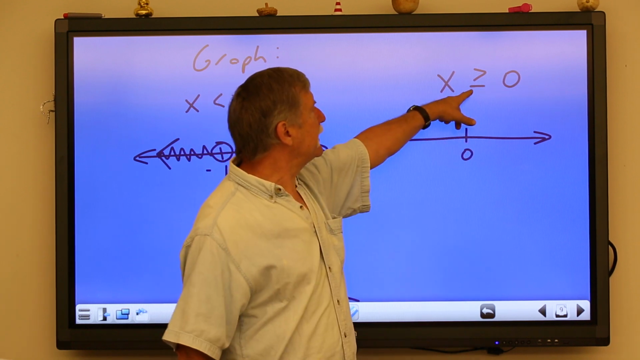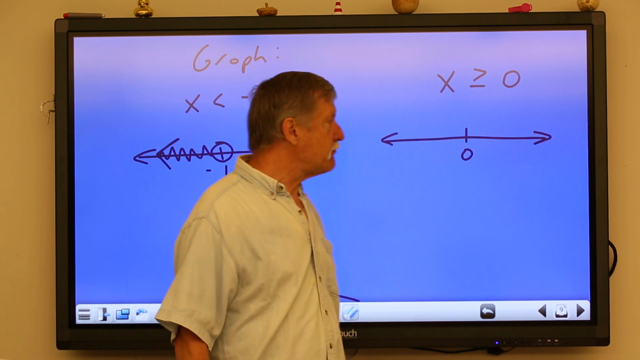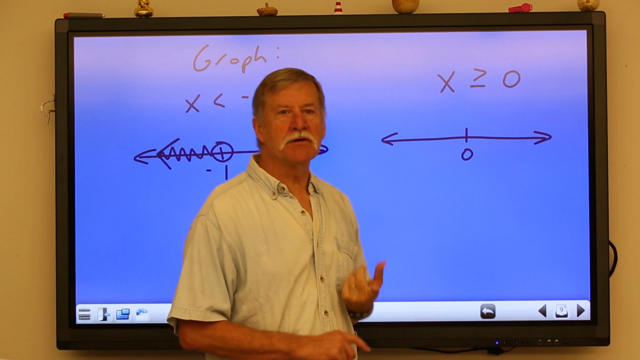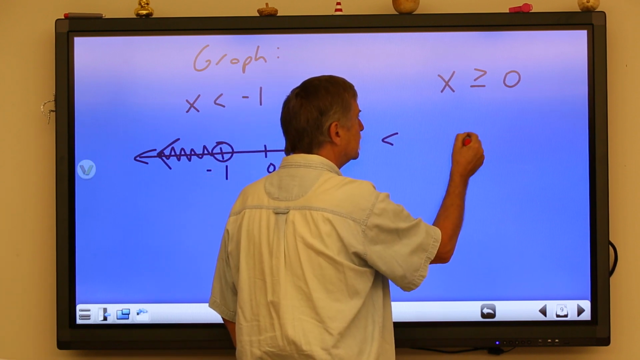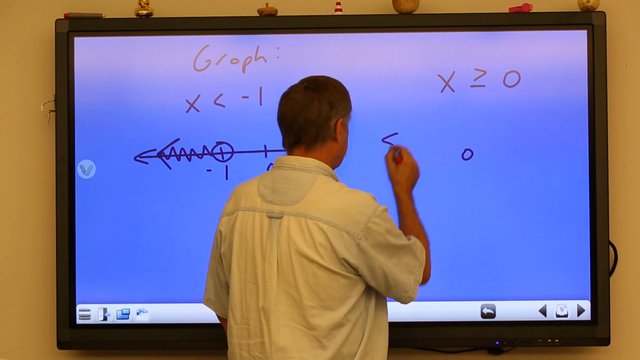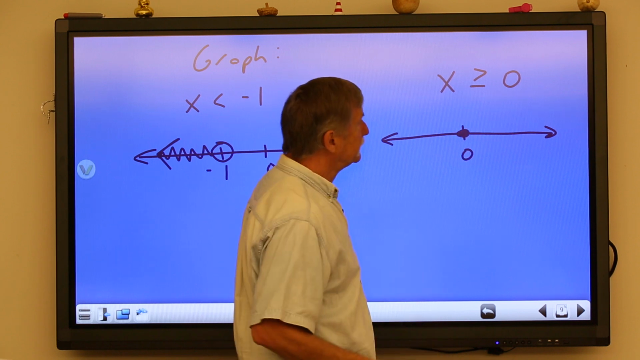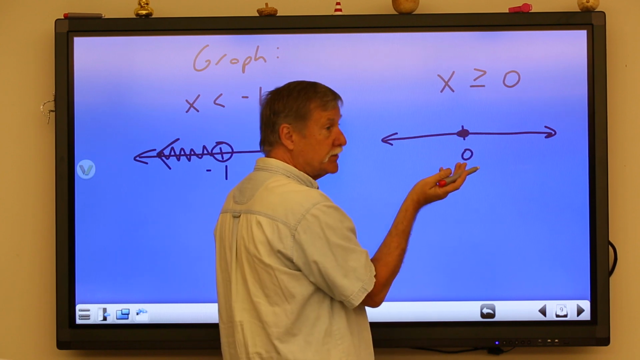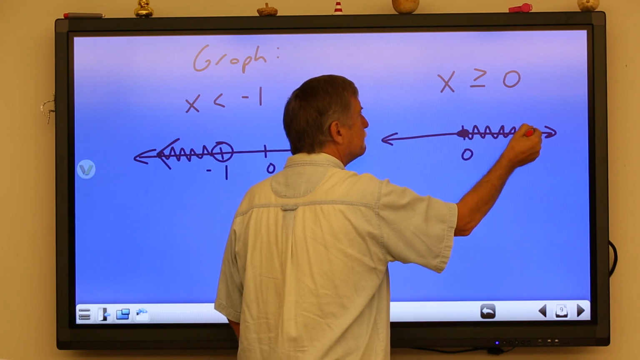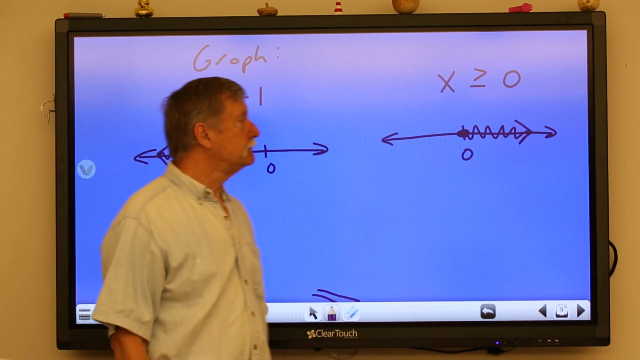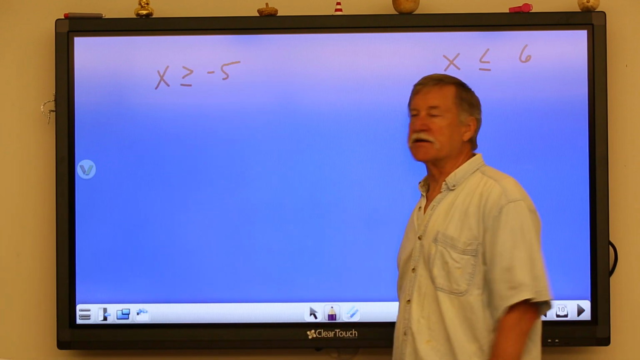So, x is everything that is equal to or more than 0. So I ask myself, open circle or closed circle? Well, it's got a line under it, so that's a closed circle. Oh, yeah, it's a closed circle because it's got that equal to line and it's pointing in that direction. So we go that way. Very simple.